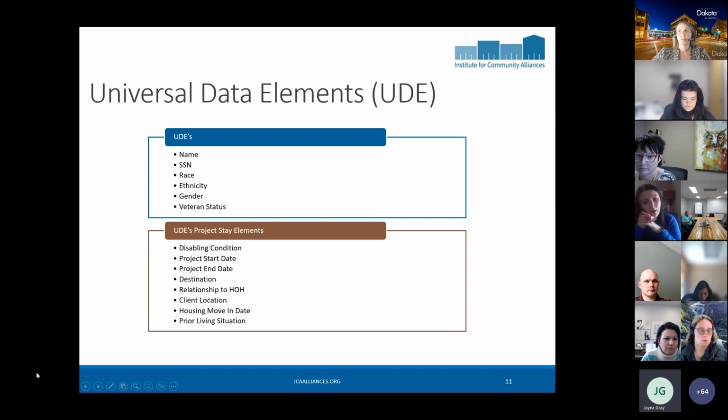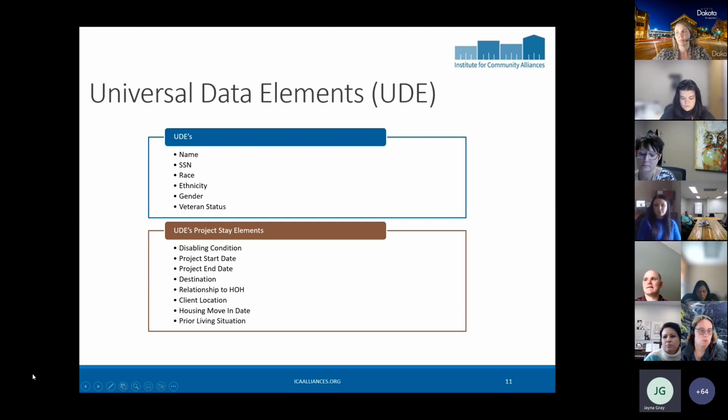So we want to know where they're going after they leave the shelter, because that could tell us, or tell the COC, some valuable information. And then you're looking at the relationship to head of household. So are you housing families? Are you housing single individuals?